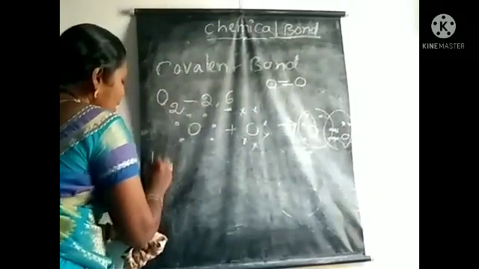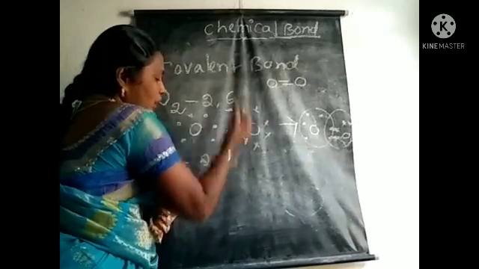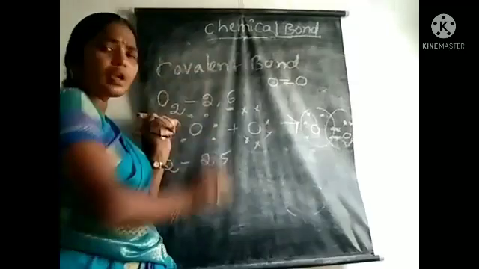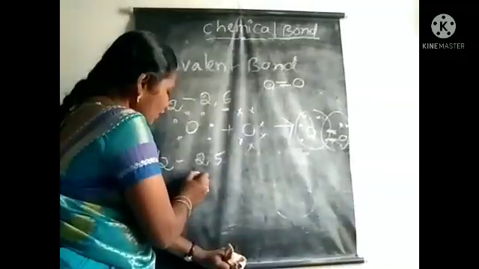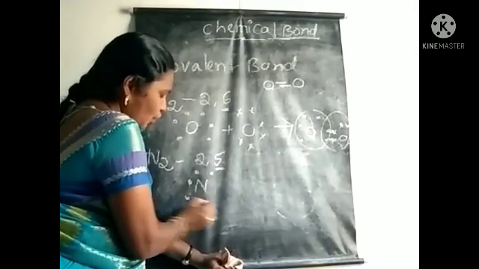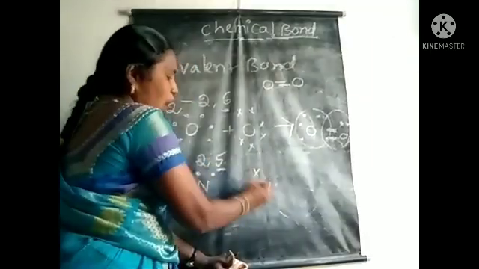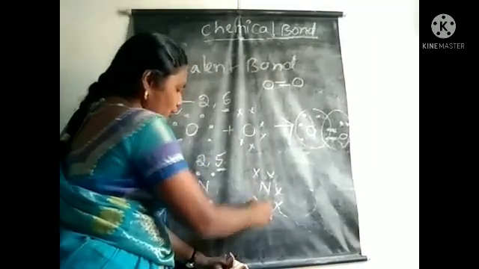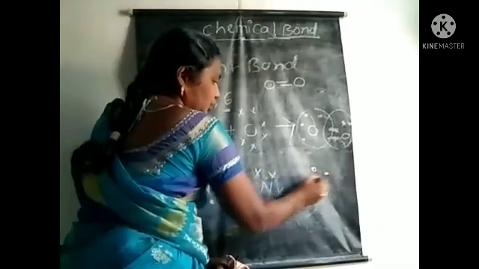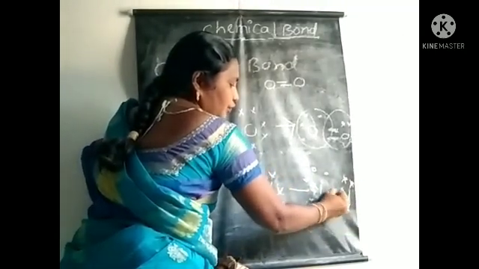Take another example, nitrogen, N2. Nitrogen electronic configuration is 2, 5. In the outermost shell of nitrogen, there are 5 electrons: 1, 2, 3, 4, 5. Like that, another nitrogen also contains 1, 2, 3, 4, 5. Here, nitrogen 1, 2, 3, 4, 5, and 1, 2, 3, 4, 5.